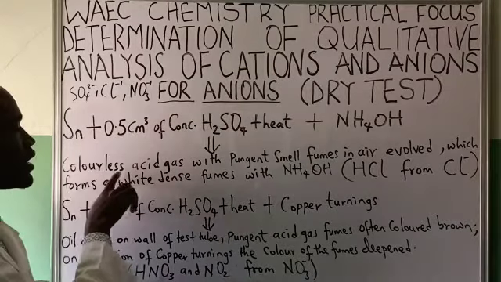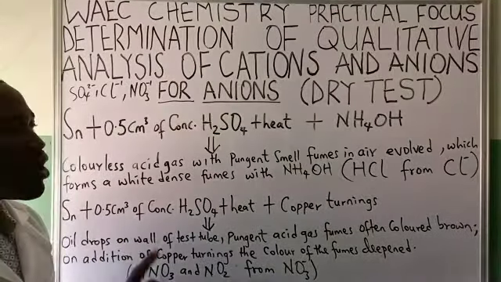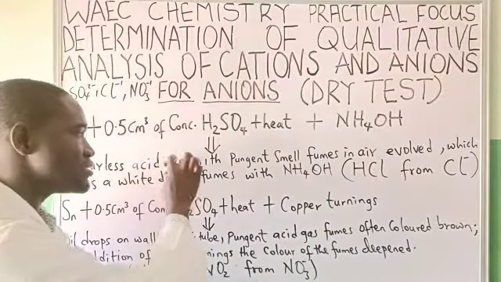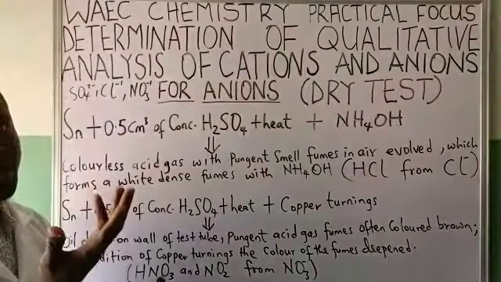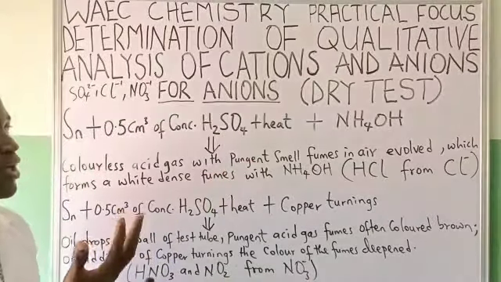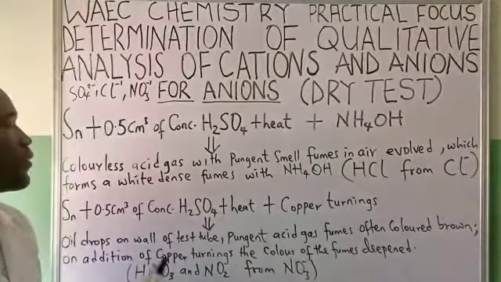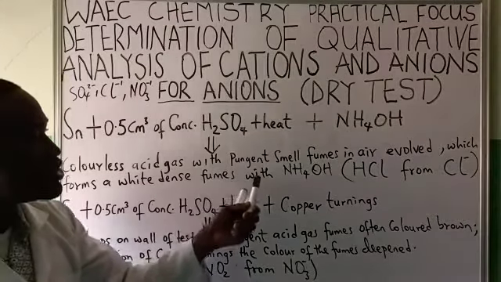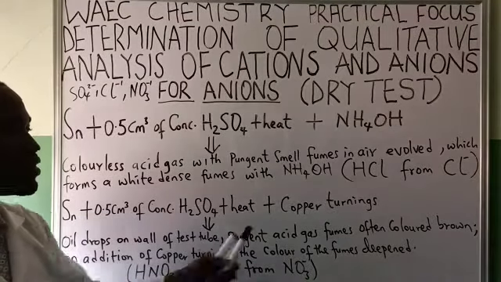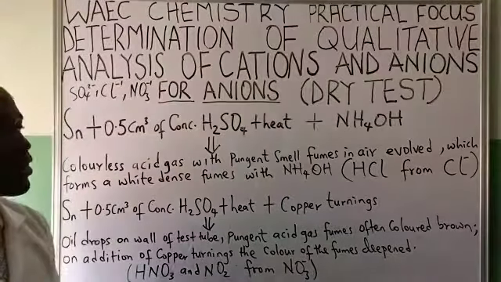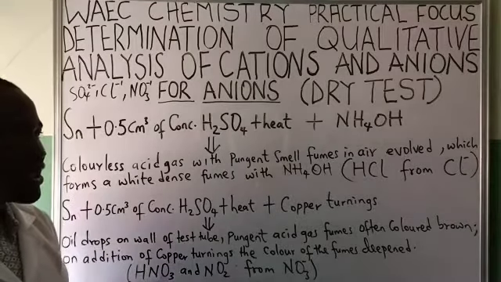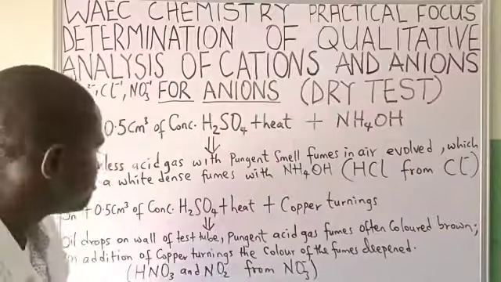So it will give you a colorless acid gas with pungent smell, fumes in air. If care is not taken, this smell can get into your body and cause something else. So you have to wear a face mask as this smell is coming out so that it does not harm your body. So, colorless acid gas with pungent smell, fumes in air, which forms a white dense film with ammonium hydroxide. Once that gas enters the ammonium hydroxide bottle, it will form a white dense film. It means chloride ion is there.